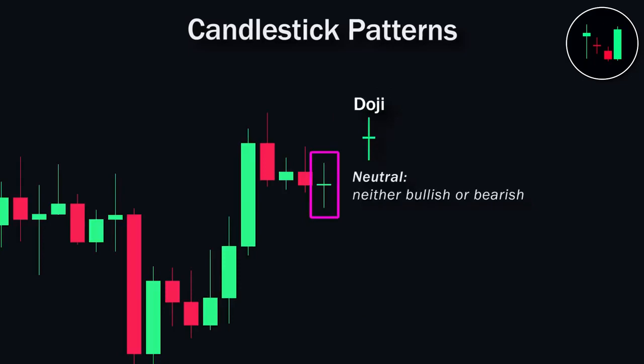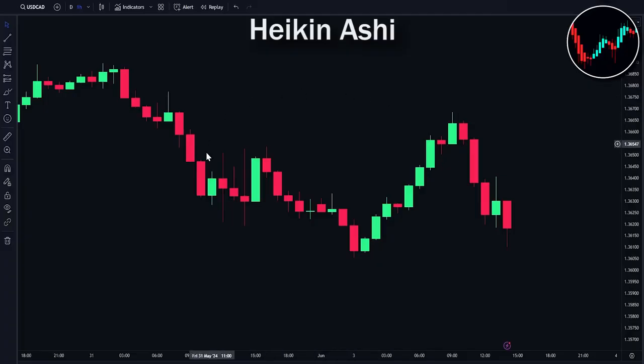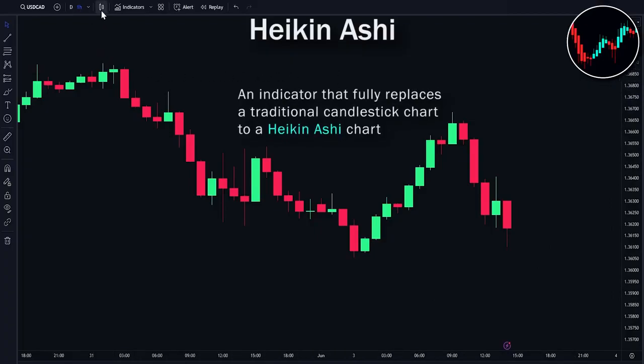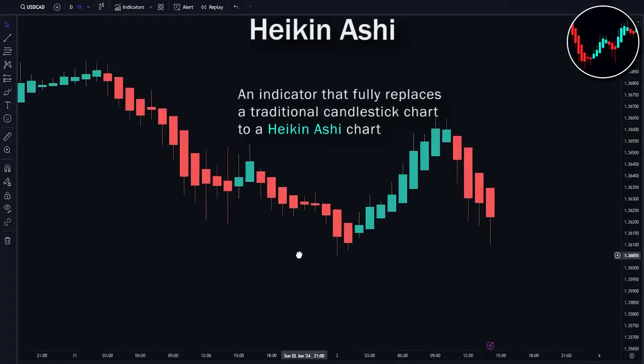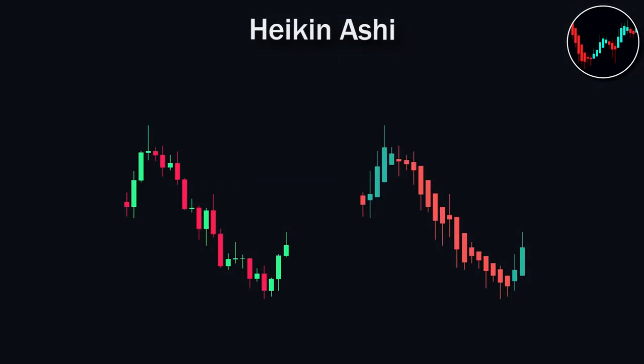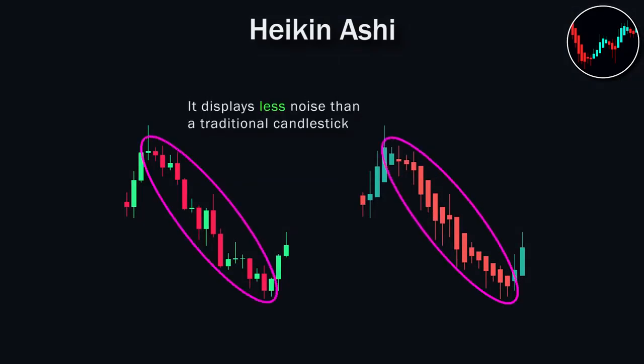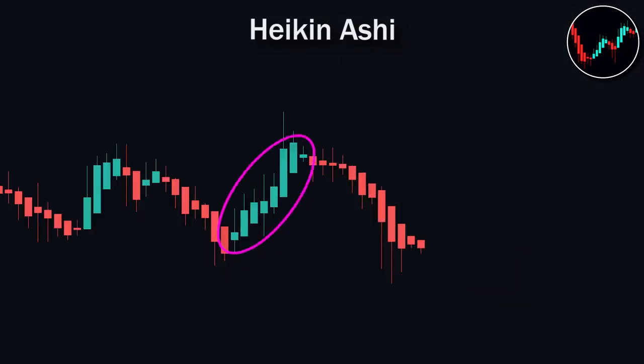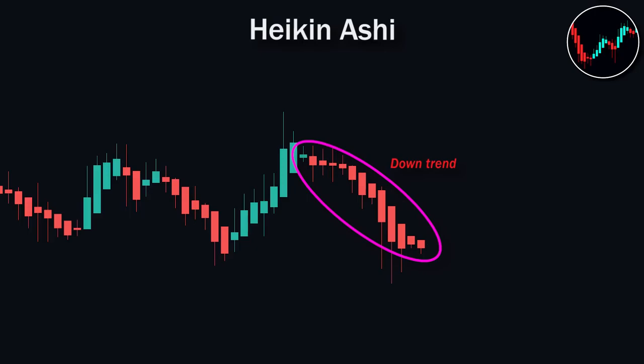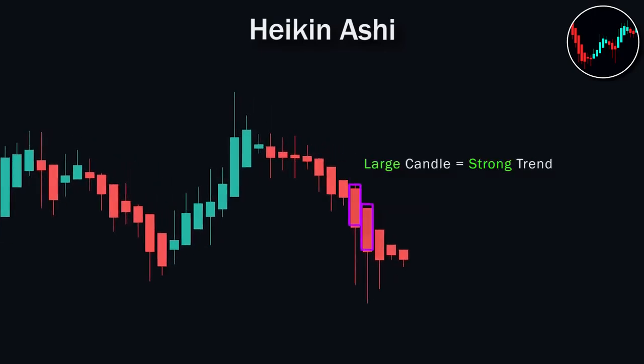the market. Heikin Ashi. It is an indicator that fully replaces a traditional candlestick chart to a Heikin Ashi chart. When applied, it tends to give less noise than a traditional candlestick. A green Heikin Ashi candle signals that the price is on an uptrend, and a red Heikin Ashi candle signals that the price is on a downtrend. The size of the candle's body also indicates how strong a trend is. The larger the candle, the stronger the trend. Keep in mind that the Heikin Ashi only acts as an indicator.